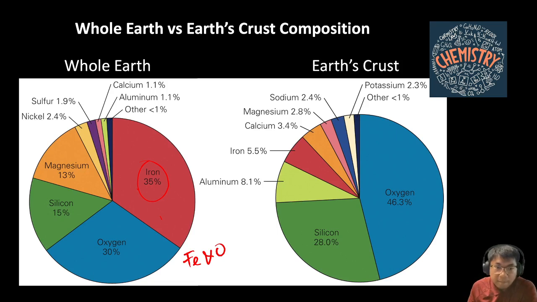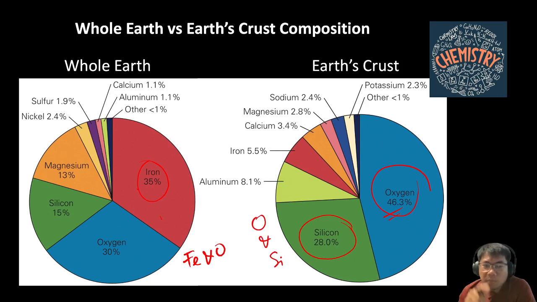Now, in contrast, the crust of the Earth only represents the thin, outermost part of the Earth, and it turns out that the most abundant element within the crust is oxygen, at about 46.3%, and then we have silicon. So oxygen and silicon are the two most abundant elements within the Earth's crust. This is something that you might need to understand or remember.